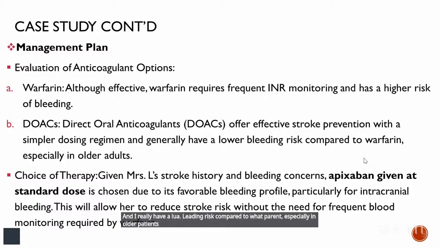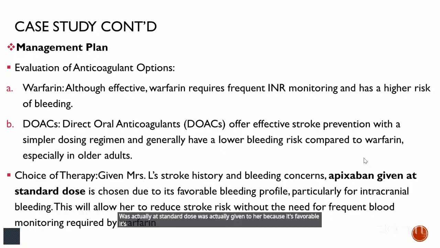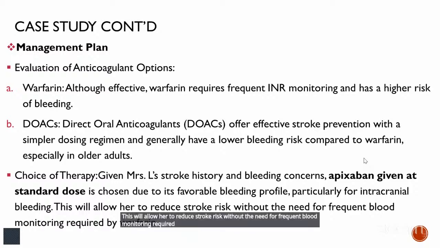Then the choice of therapy. Given Ms. L's stroke history and bleeding concern, apixaban, which is also a direct oral anticoagulant, at standard dose was given to her because of its favorable bleeding profile, particularly for intracranial bleeding. This will allow her to reduce stroke risk without the need for frequent blood monitoring required by warfarin.